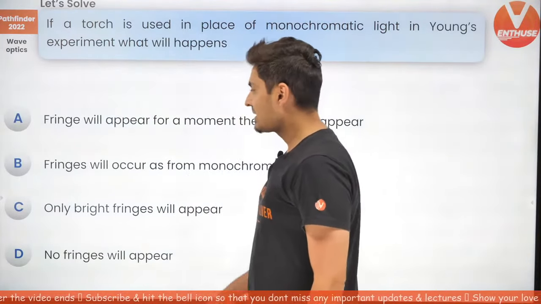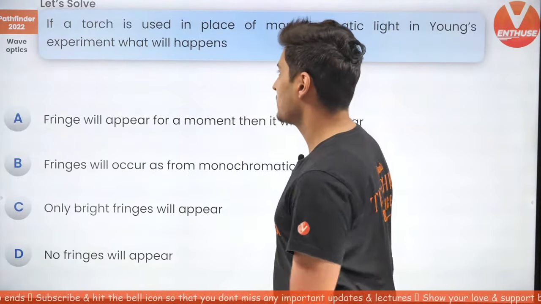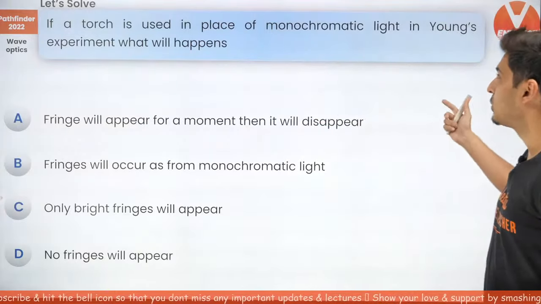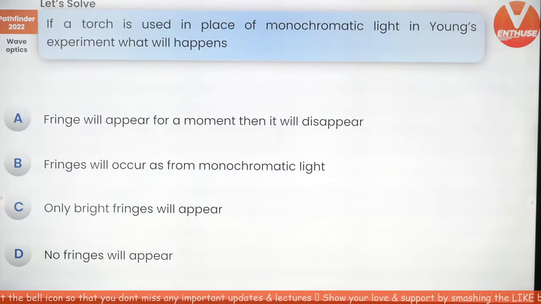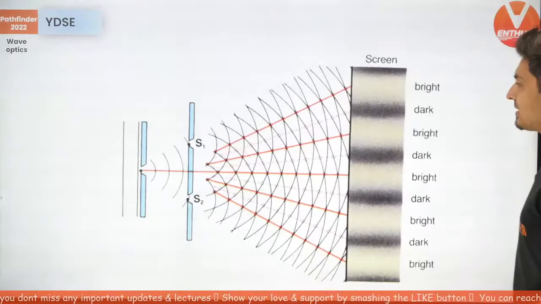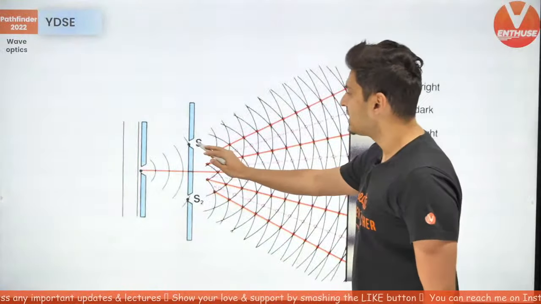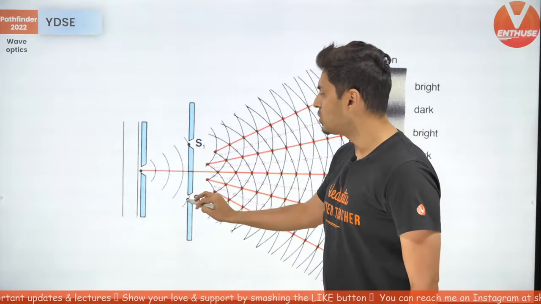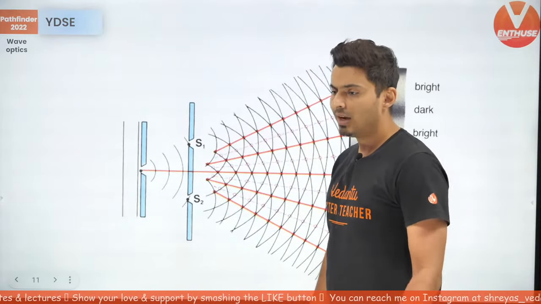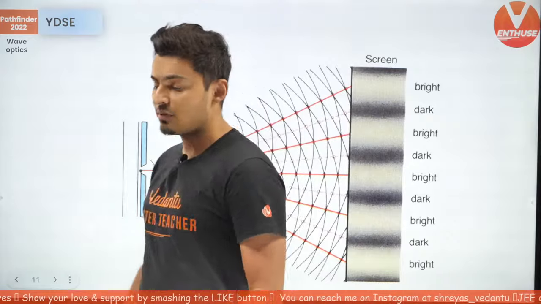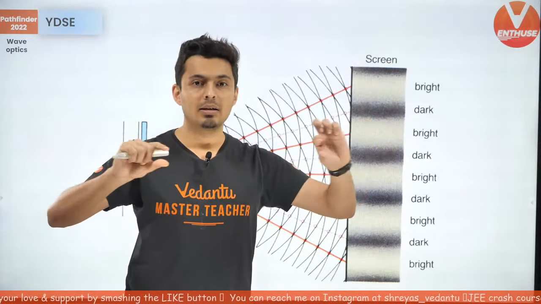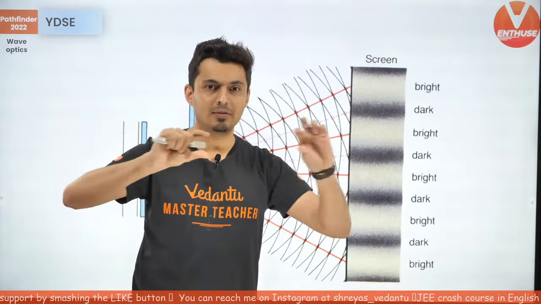So hence, think about what the answer to this question should be. If you use a torch in place of monochromatic light, what do you think you will get? Well, what is the whole point of having this double slit? Why are we using a double slit? Why can't we just have 2 sources of light? The word fringe means a band, a bright band. A band is called a fringe.